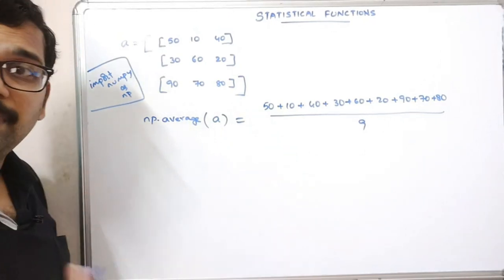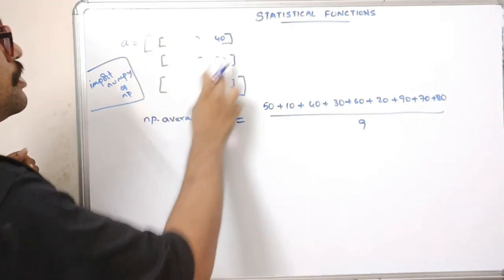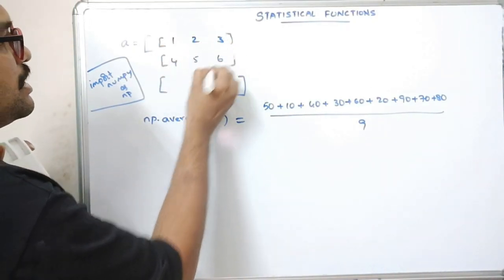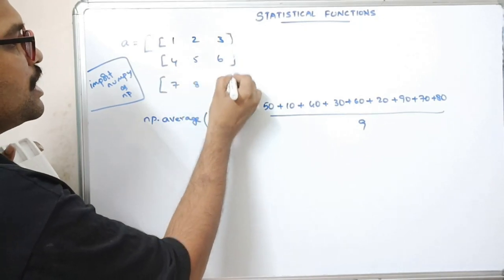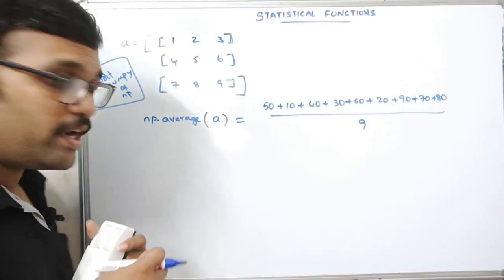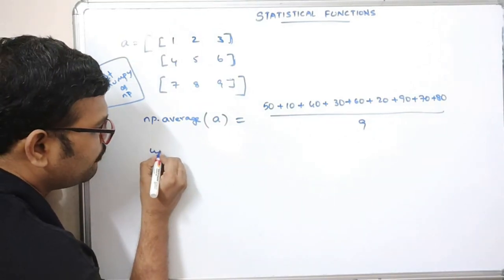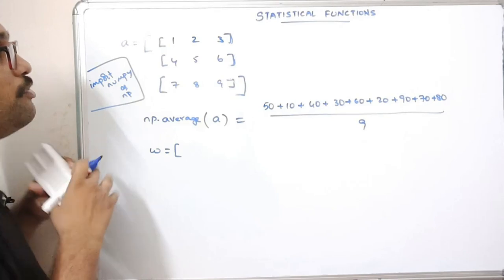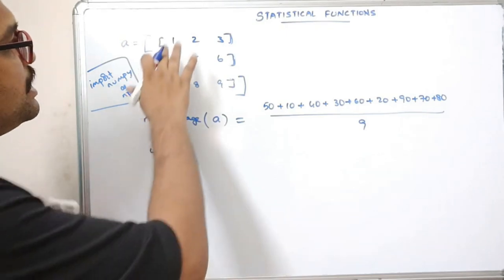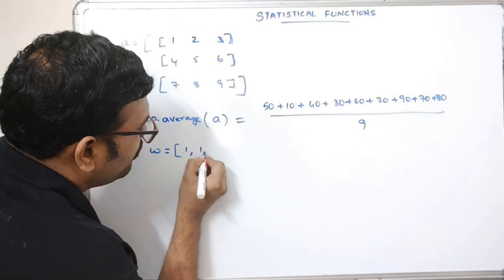And if you want to go with the weighted average, I will just take small values. So 1, 2, 3, 4, 5, 6, 7, 8 and 9. So these are the values of an array, right? Now if I want to give the weighted average, we have to take one parameter called weight. I will declare some weight, W is equal to, and I have to give the dimension, which is a single dimension. Three elements are there in the single dimension, so here we can give 3 elements, 1, 1, 1.